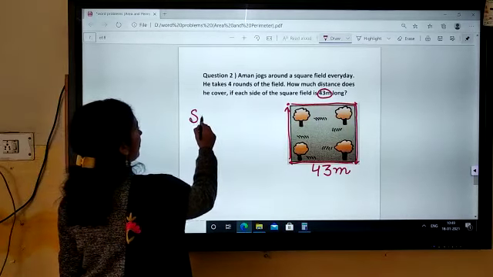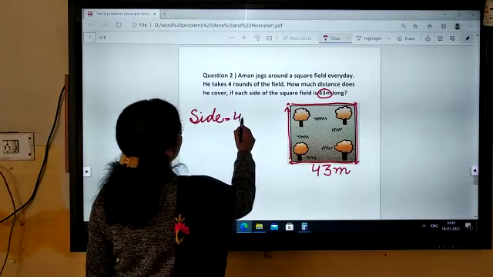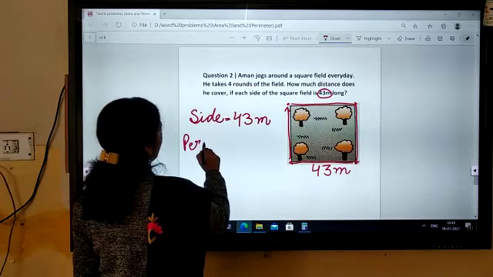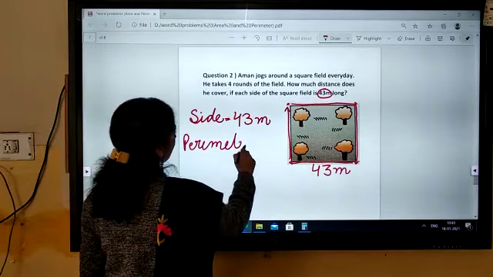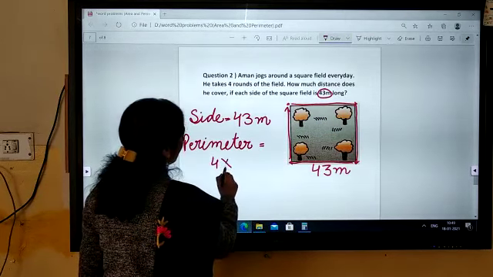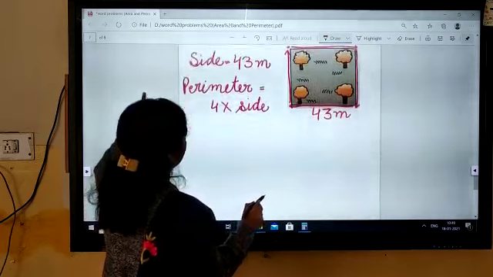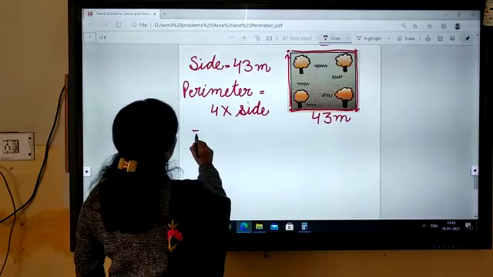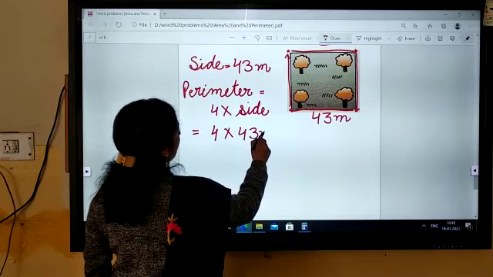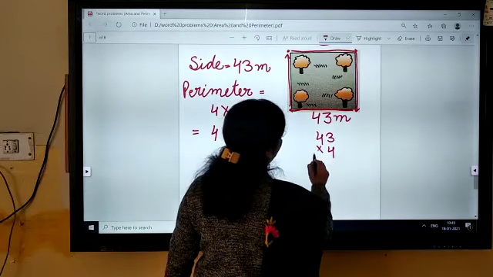So side is equal to 43 meters and perimeter of a square is 4 into side. Means we will put the value 43, 4 into 43 meters. We will multiply first. 43 multiplied by 4.